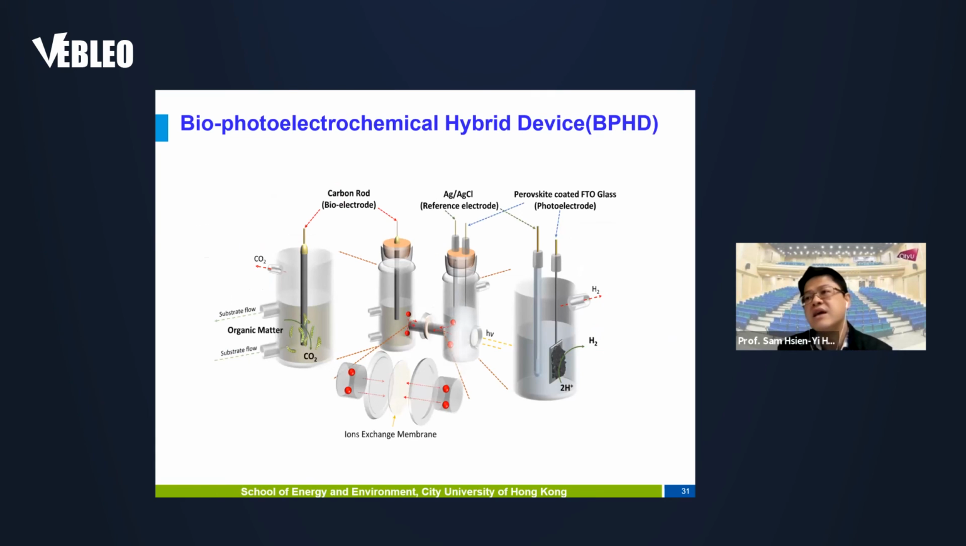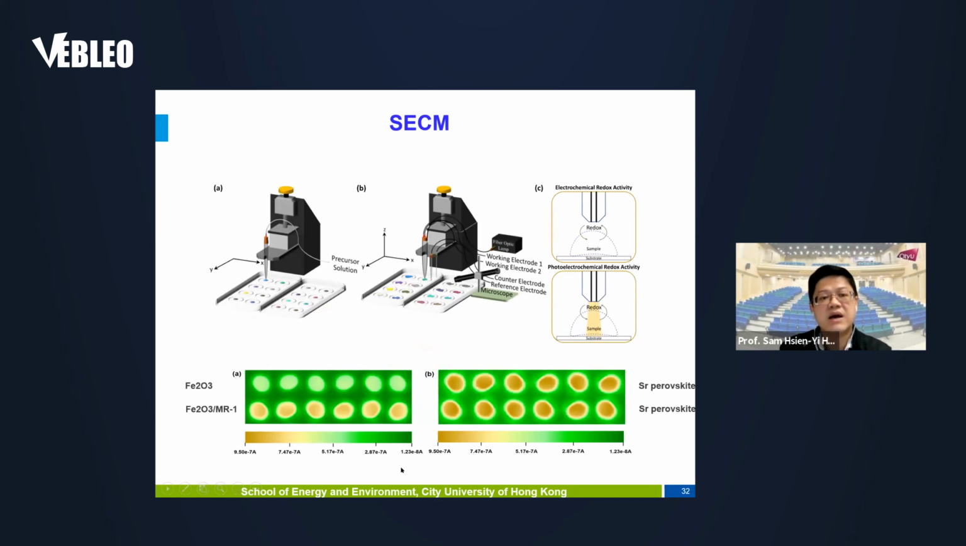Finally, I'm going to talk about this biophotoelectrochemical hybrid device. This device allows us to treat waste, both wastewater and solid waste. Simultaneously, at the counter electrode, electricity or hydrogen can be produced, depending on what kind of counter electrode we use. So this is how we did it.